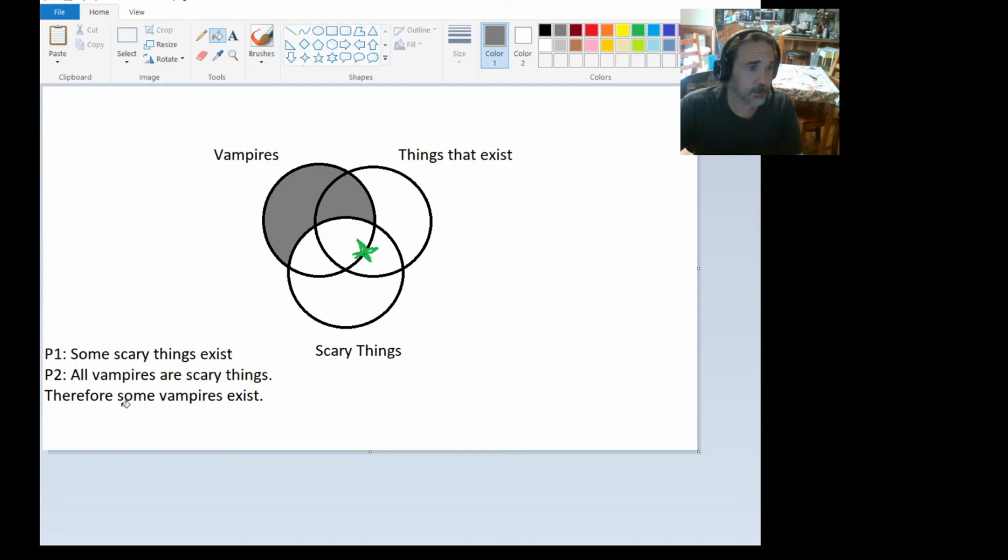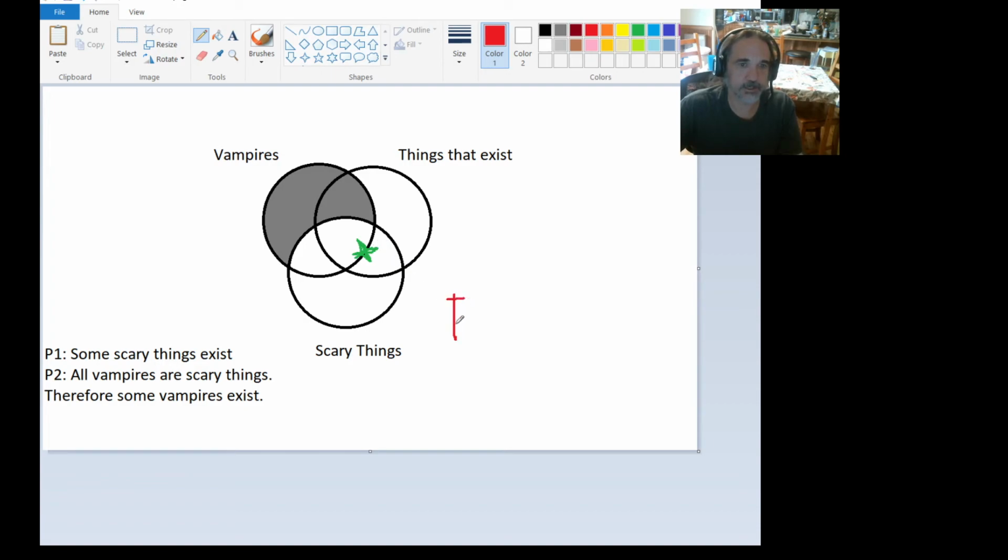And then our conclusion is that some vampires exist. Is that valid or not? Here's our X of things that we know exist, right here where my pencil mark is, but we don't know that those things are vampires. This X might be here, in which case vampires exist, or it might be here. We don't know which one. It's not as if one of those is eliminated.